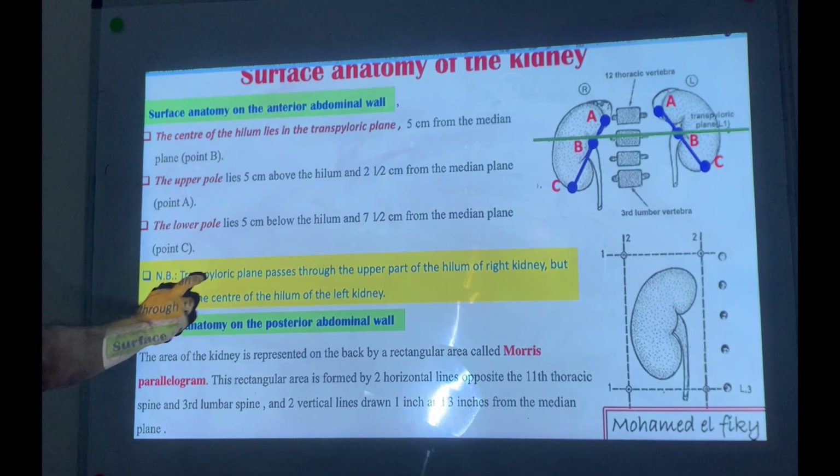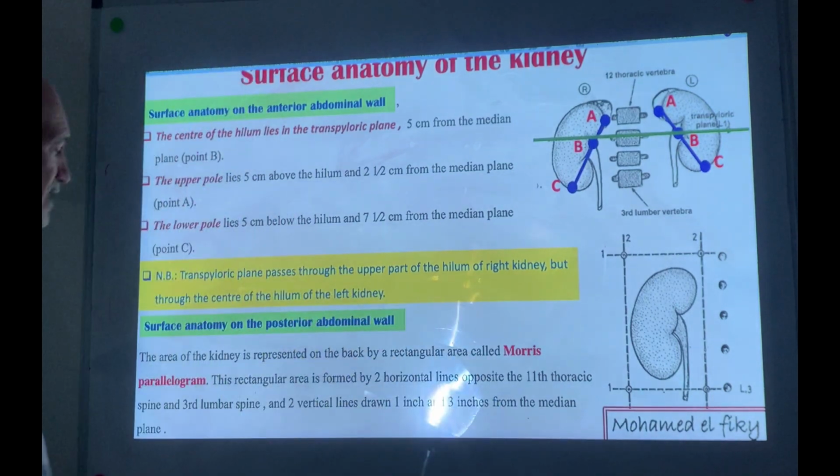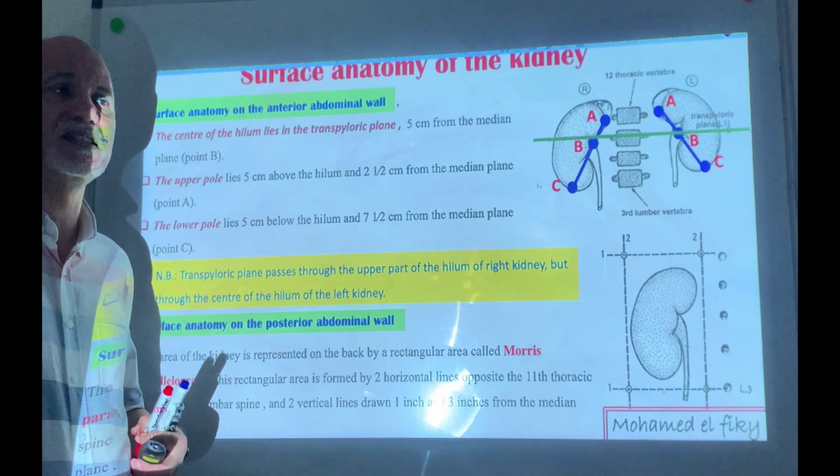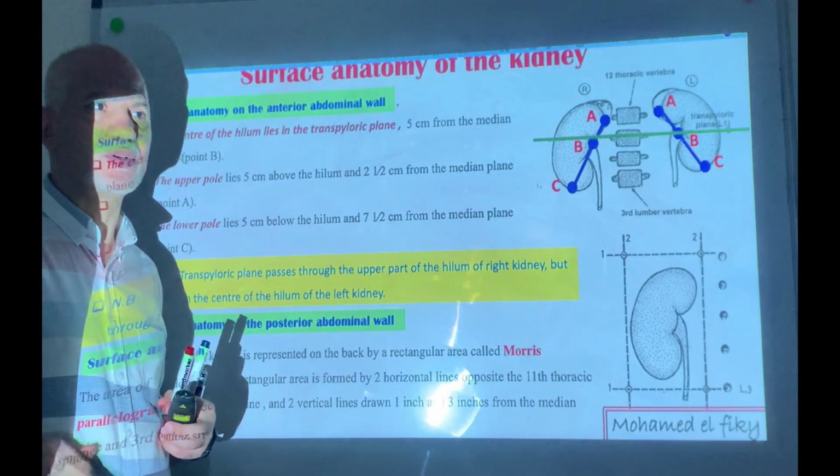The transpyloric plane passes through part of the hilum of the right kidney, but through the center of the left kidney. In the left kidney, the transpyloric plane is at the center, but below the hilum. Why? Because the right kidney is lower than the left kidney, as the liver compresses the right kidney down.